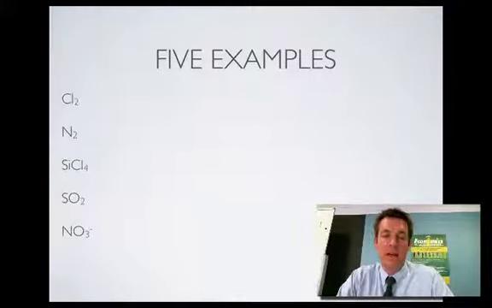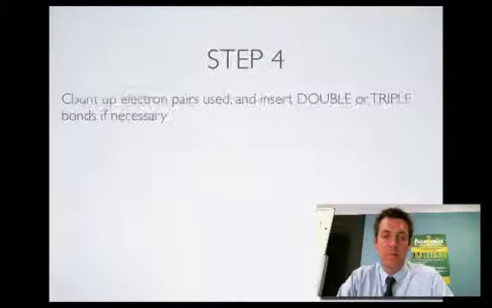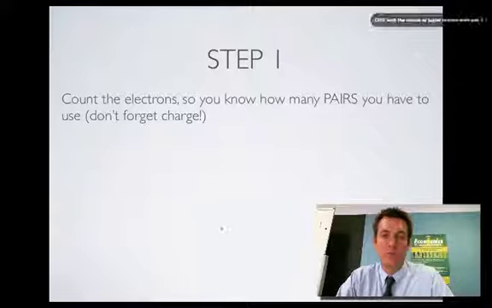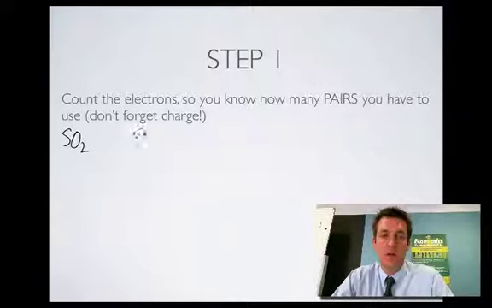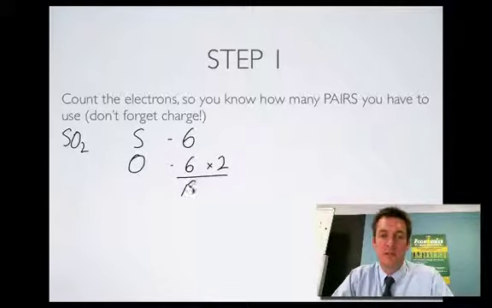Okay, what have we got left to do? SO2 and NO3 minus. Here we go with exactly the same rules. Starting with SO2, we've got sulfur in group 6. Remember, we need to know how many outer shell electrons there are. Oxygen is also in group 6, but there are 2 of them. So altogether we've got 18 electrons, and that's going to give us 9 pairs to play with.